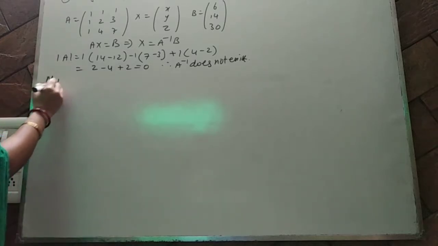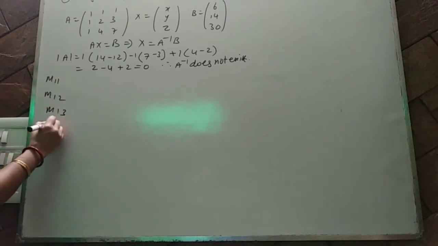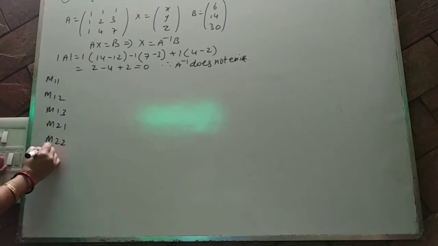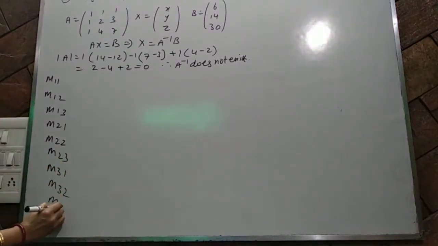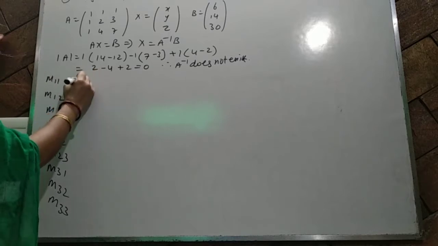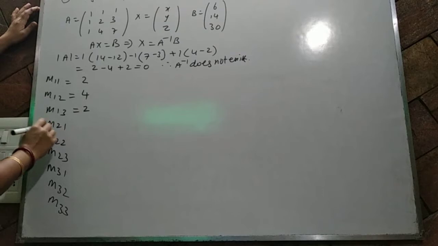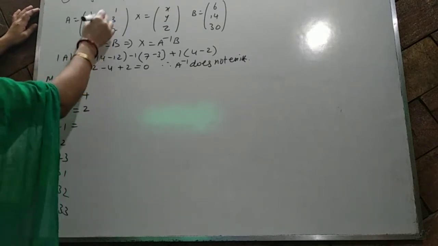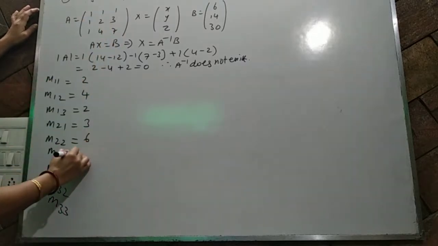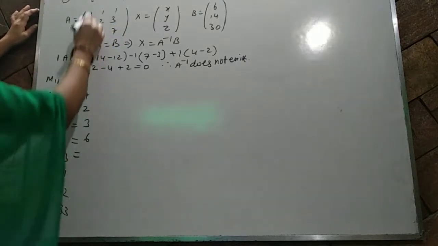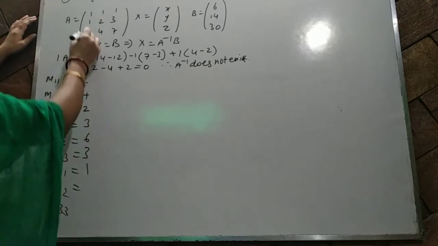For finding adjoint of A, first we have to find the minors M11, M12, M13, then M21, M22, M23, then M31, M32, M33. Now M11, delete the corresponding row and column, we get 14 minus 12, which is 2. Then M12 is 4, then M13 is 2. Then next M21 is 7 minus 4, which is 3. Better check the calculation. Then M22 is 7 minus 1, which is 6. M23 is 4 minus 1, which is 3.